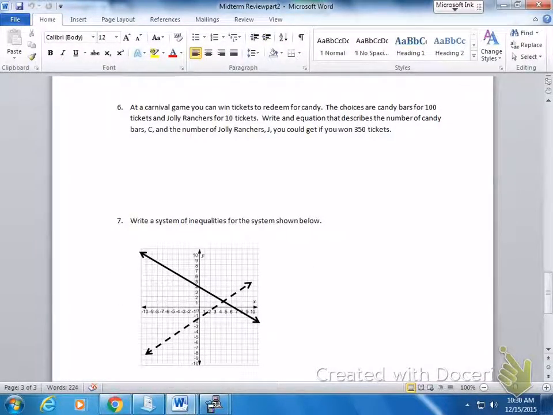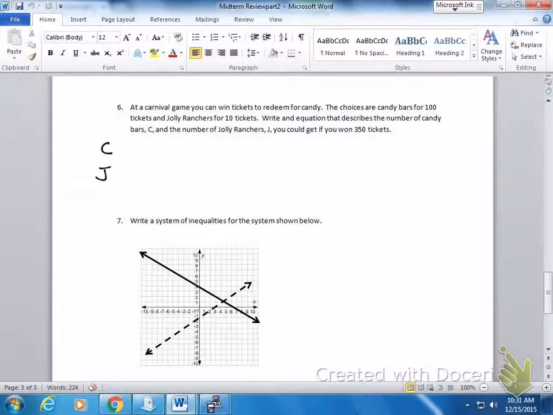Now, number 6 is a fairly easy one. It's like our systems, but it's only wanting one equation. At a carnival game, you can win tickets to redeem for candy. The choices are candy bars for 100 tickets, Jolly Ranchers for 10. Write the equation that describes the number of candy bars C and the number of Jolly Ranchers J you could get if you won 350 tickets. So they told us our two variables. Candy is C, Jolly Ranchers are J.